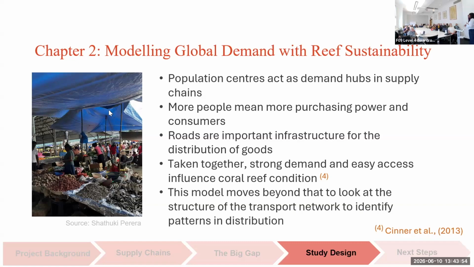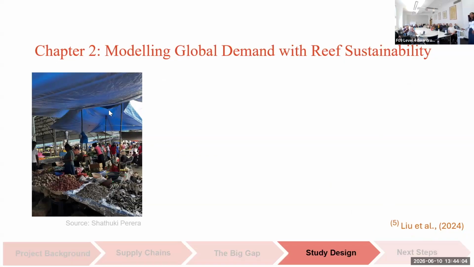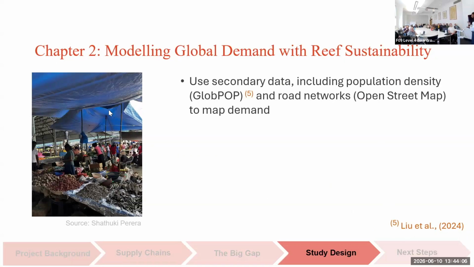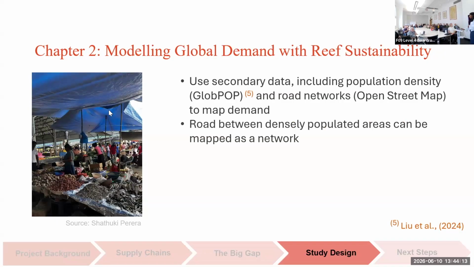But what I'm hoping to do with this chapter is move beyond that to look at the actual structure of the transport network to identify these patterns in distribution. I'm hoping to use data that's already available, using population density data and road networks from OpenStreetMap, to map this demand, and mapping the roads as a network. So I hope I haven't lost many of you there. I do have an interesting schematic diagram to show what I actually mean.